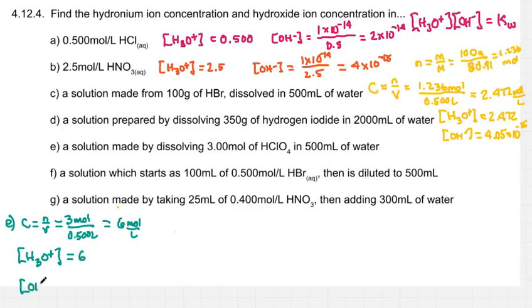And our hydroxide concentration is 1 times 10 to the minus 14 divided by, in this case, 6. That's going to give us 1.666666666 times 10 to the minus 15 moles per liter for the OH.